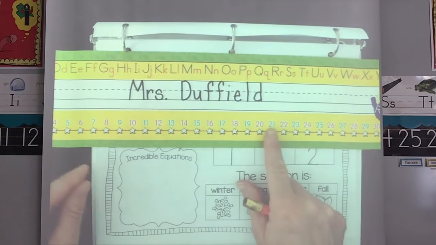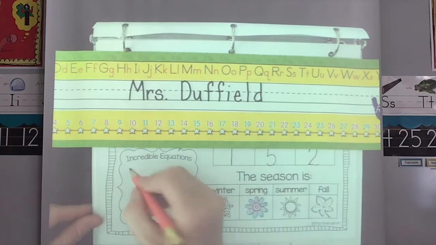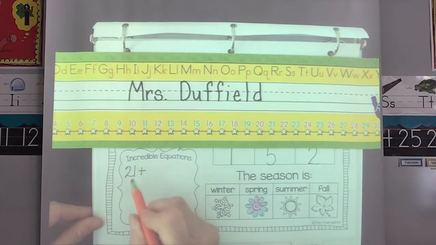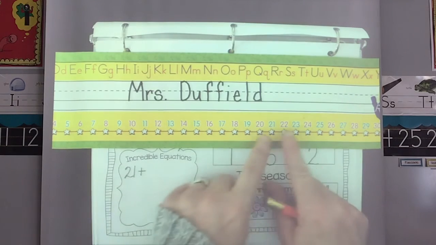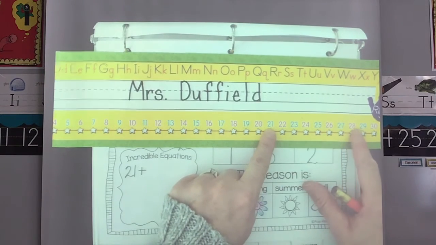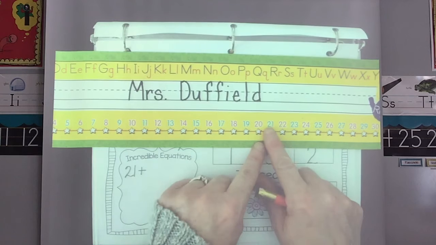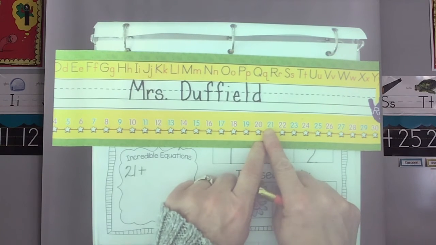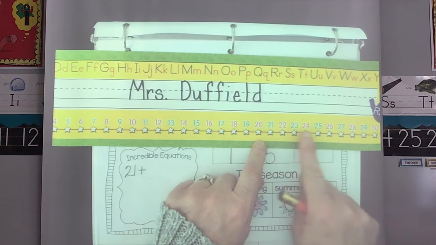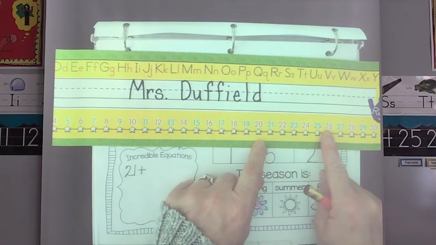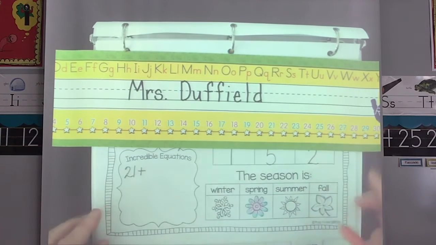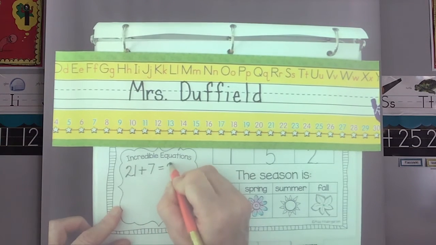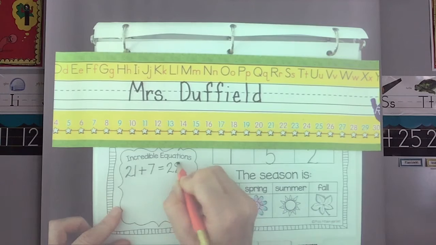So I'm going to start at a high number. I'll start at 21. So 21 plus, remember to always write it down so you remember what number you're starting with. 21, and remember we're going to 28. So I start at 21. How many more to get to 28? So let's count. 1, 2, 3, 4, 5, 6, 7. 21 plus 7 equals 28.